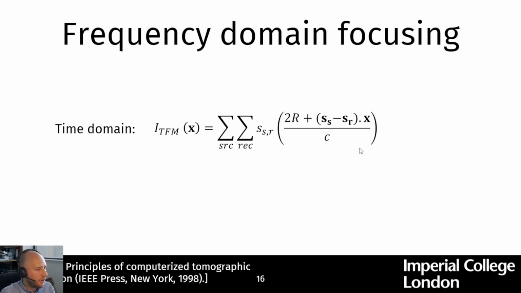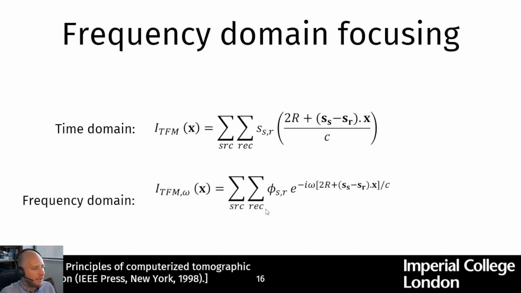And so this was the time domain version of it, and in the frequency domain it essentially becomes what you can see here. So you can see this is all effectively exactly the same, but now rather than a time shift we express it as a phase shift and multiply it by our signal.